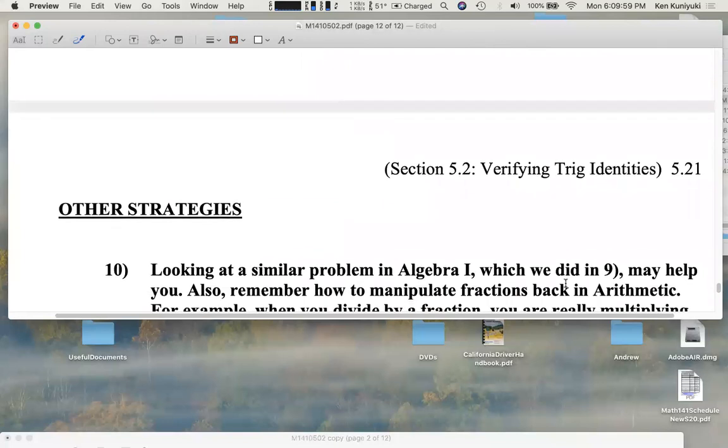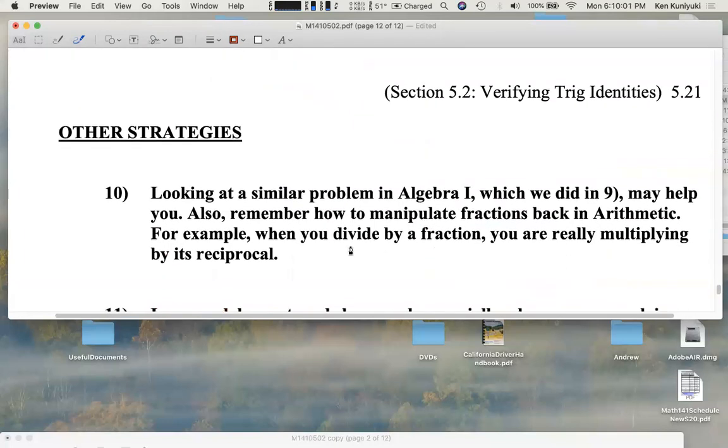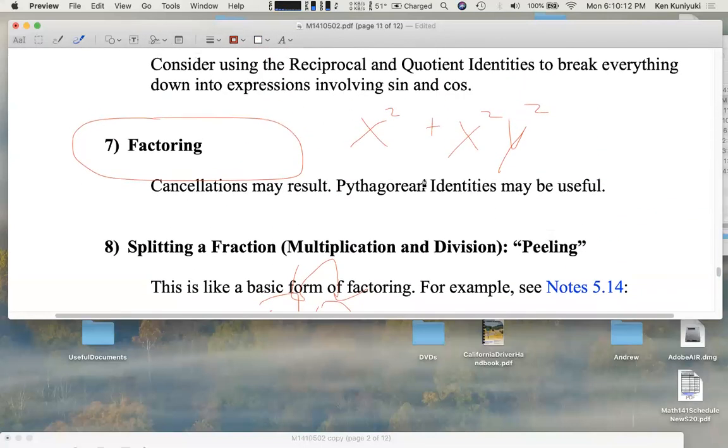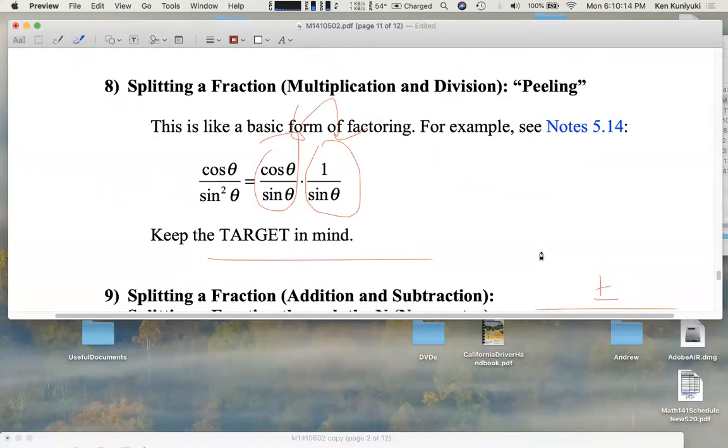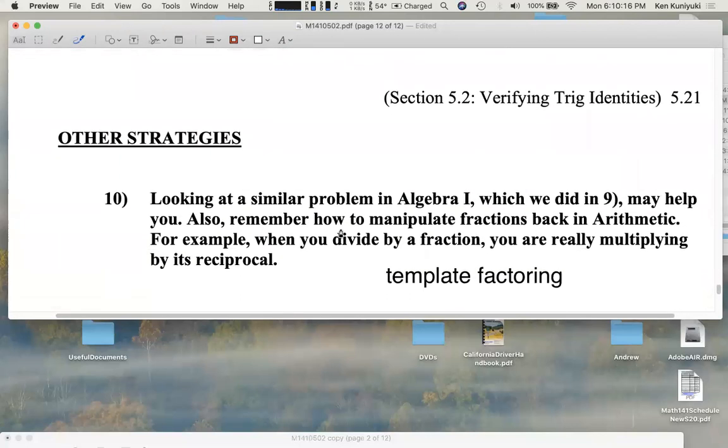Some other strategies. The idea of a template. And I did this back when I discussed factoring, a template, like factoring, for example. How do you factor something like this? How do you factor x squared plus y squared? Things like snap substitutions. Be prepared to look at a similar problem in Algebra 1, like a template. That could help with factoring, when you're manipulating fractions, and so forth.